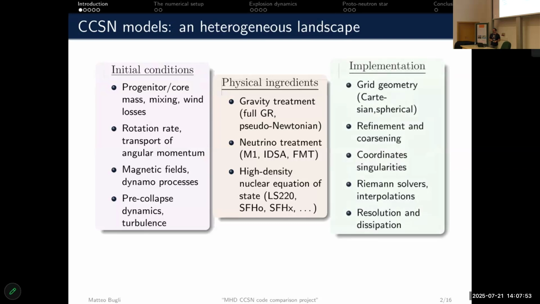On top of that, then there are the specifics of the numerics. We have to decide which kind of grid we want to use, basically whether a Cartesian-like or spherical grid. We need to define whether, for practical reasons, we need to refine some of this grid along, for instance, close to the geometrical singularities or with AMR refinement levels.